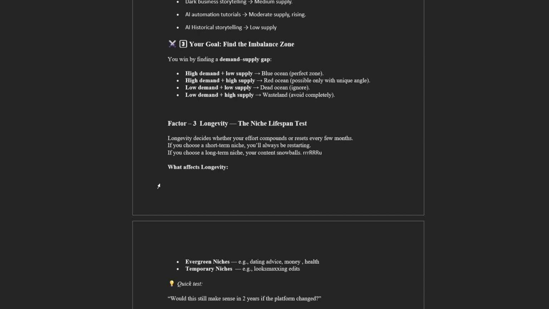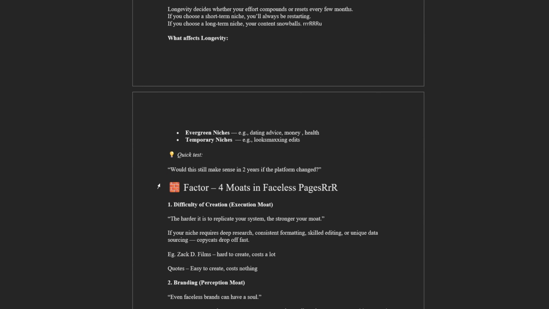Here are the factors which affect longevity. You have some evergreen niches, which are based on core human emotion: health, wealth, and relationships. The more closely your niche is related to these topics, the more evergreen it's going to be. You also have some temporary niches, like looksmaxxing edits in 2023. Here's a quick test for how temporary a niche is. You need to ask, would this content make sense 2 years from now? If yes, then it means it's a long-term niche.